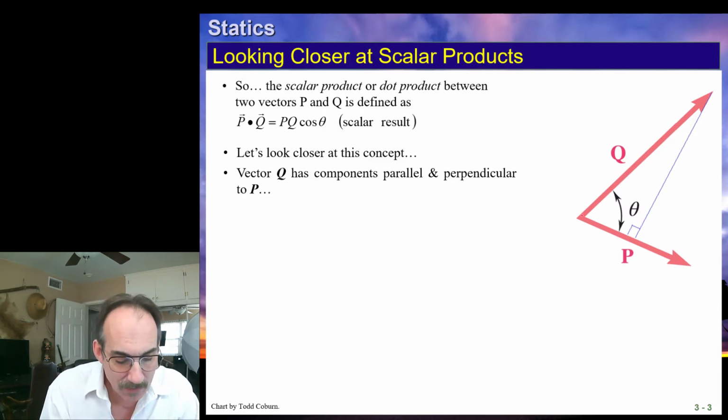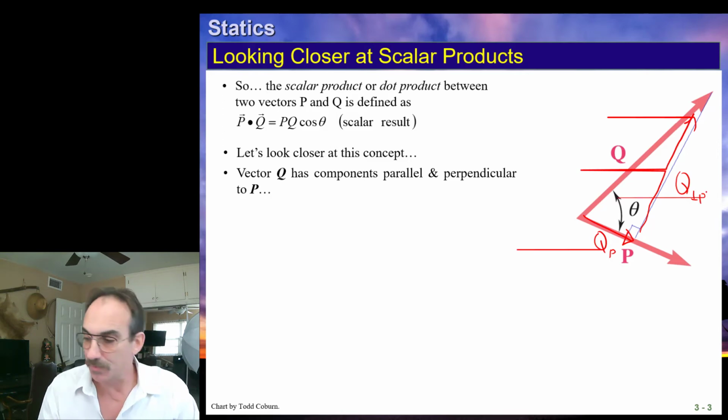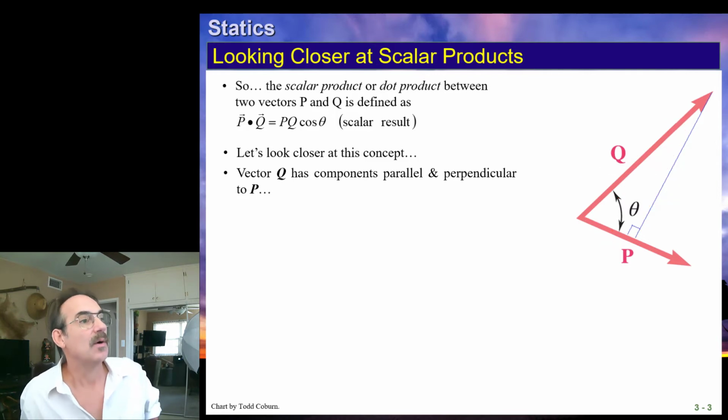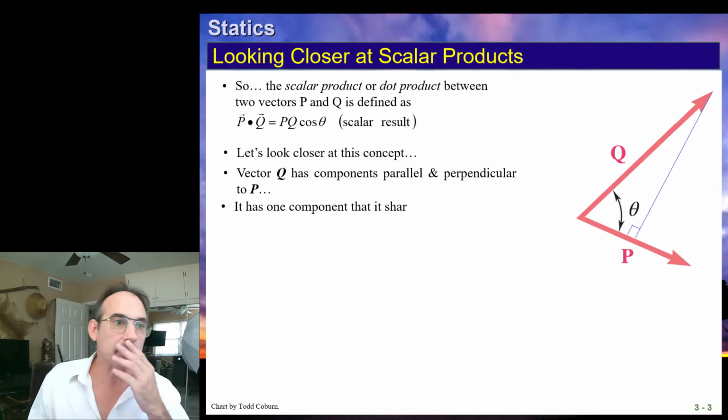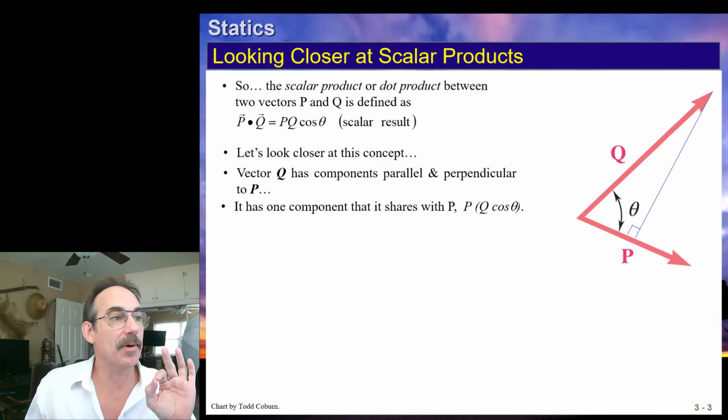Q has a component parallel to P, that's Q in the P direction, and it has a component perpendicular to P, that is Q that is perpendicular to P. Got that? Two components, okay? What this means is one component is along the vector and one component is not.